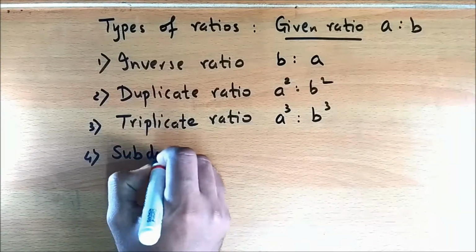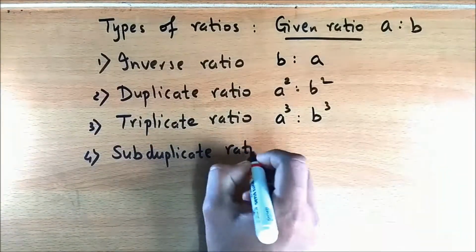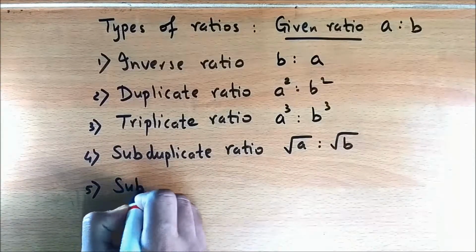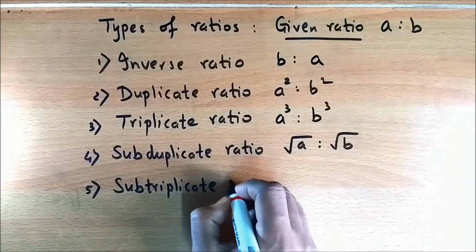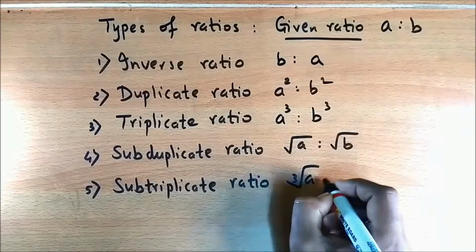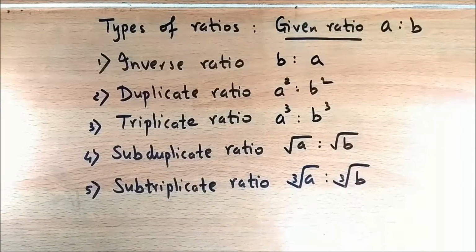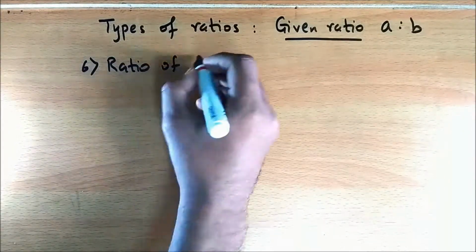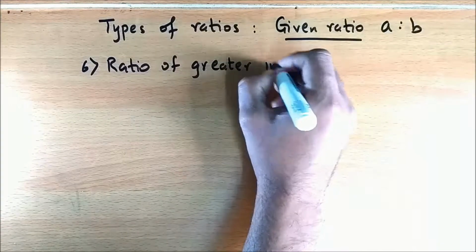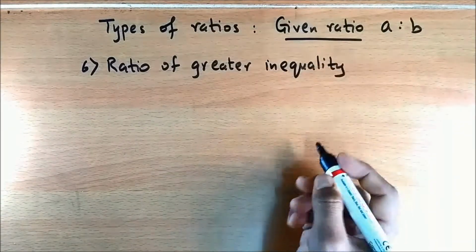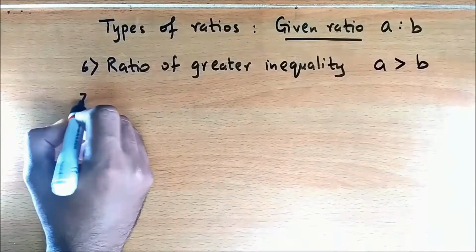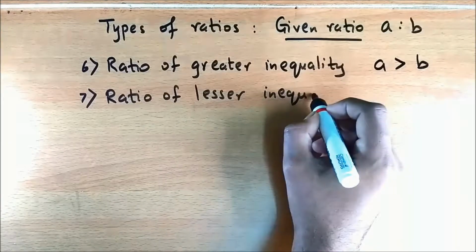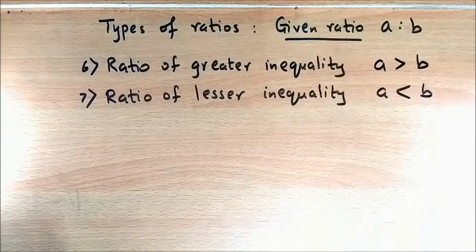Next comes the sub-duplicate ratio. The sub-duplicate ratio is root A is to root B. Next is the sub-triplicate ratio, and that is cube root A is to cube root B. Next comes the ratio of greater inequality, that is when A is greater than B. Next is the ratio of lesser inequality. So it's the opposite. Here A is less than B.